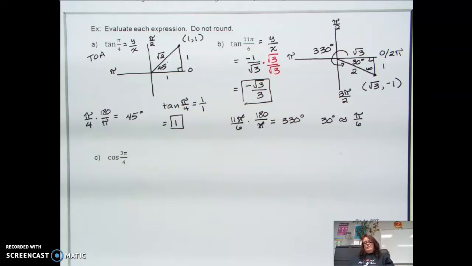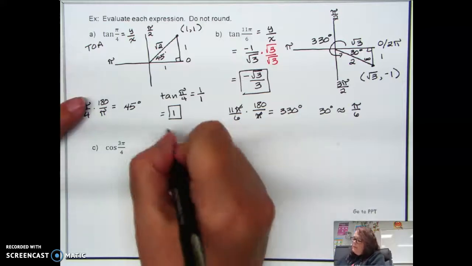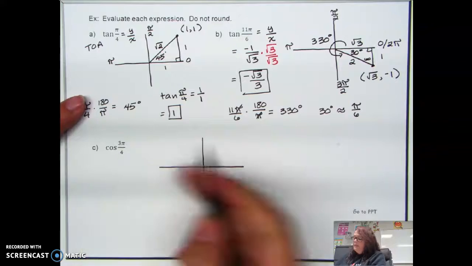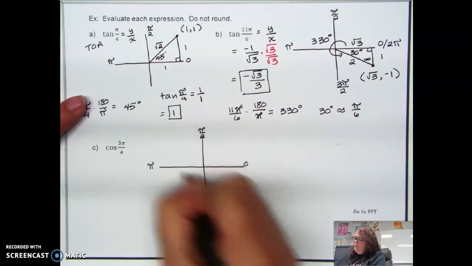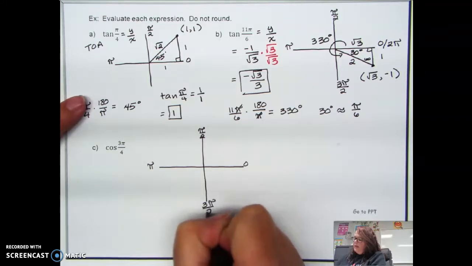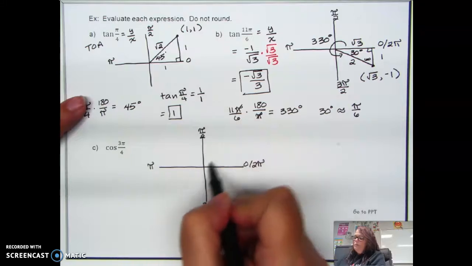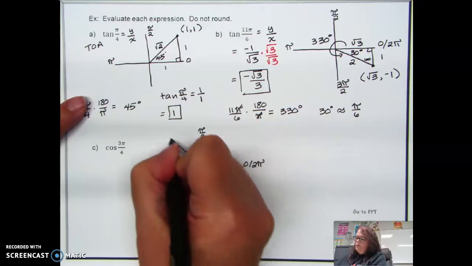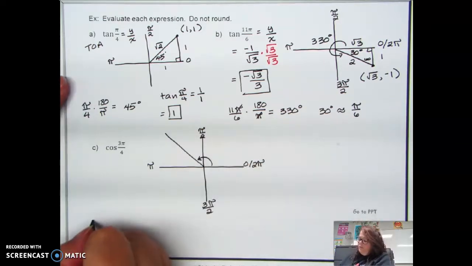So see if you can take a moment to solve cosine of 3 pi over 4. So the first thing we're going to want to do is figure out where is this located. So I've got 0, I've got pi over 2, I have pi, I have 3 pi over 2, and I have 2 pi. Okay, so remember we said half of pi over 2 is pi over 4. So this is 1 pi over 4, 2 pi over 4, and 3 pi over 4 if we're good with fractions.